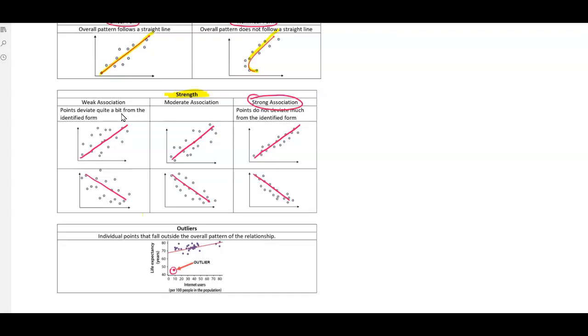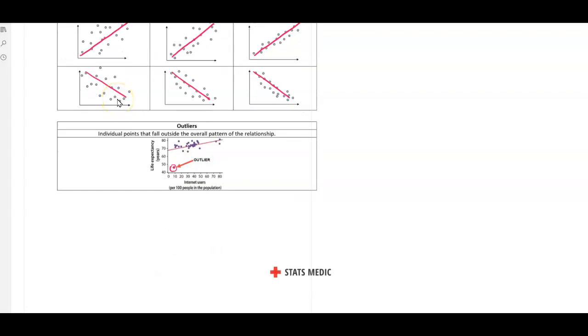The farther the dots are from the line, the weaker the association gets. So these on the other side would be weak associations because the dots deviate quite a bit from the line. And then an outlier, that's nothing new. That's something that's way far off from the line.